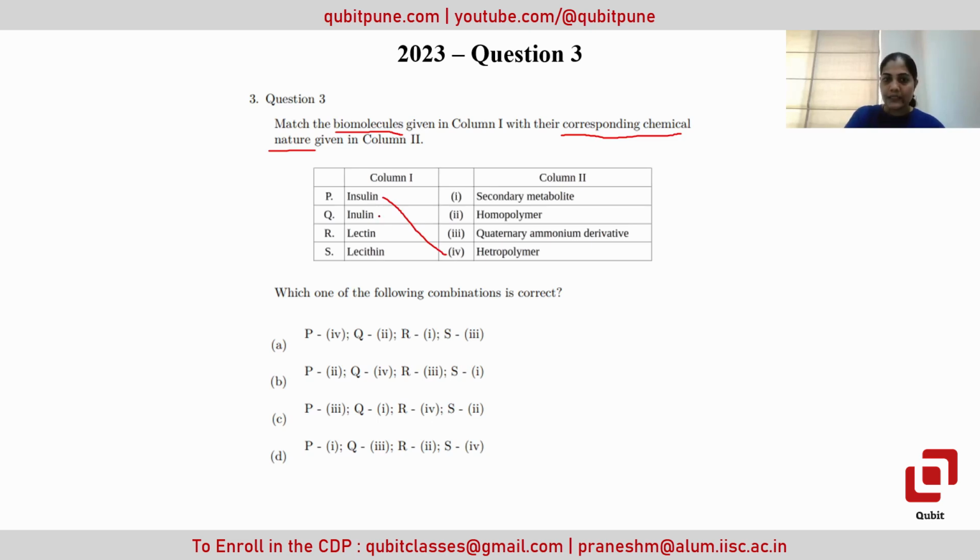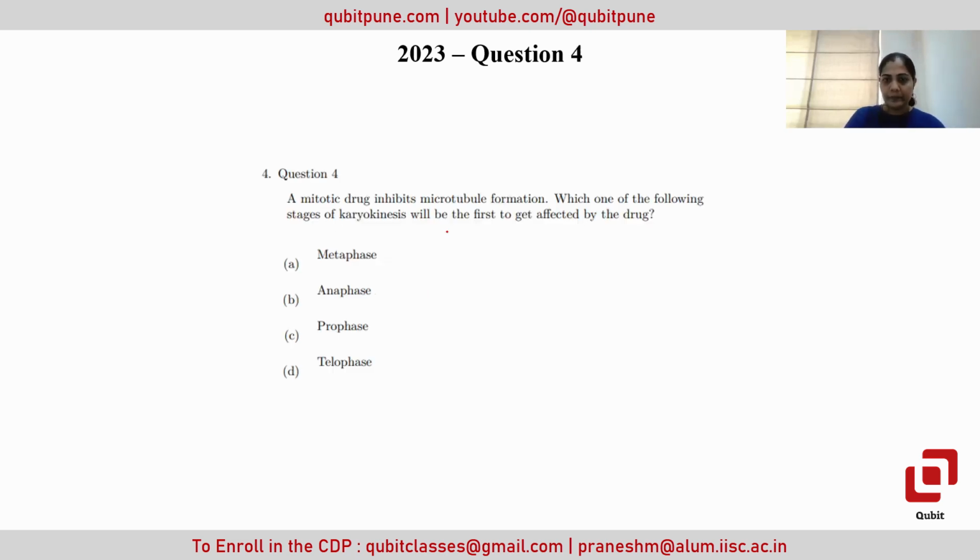Then inulin is a kind of carbohydrate, it's a polysaccharide. So for polysaccharides, the characteristic you can correlate is that they are homopolymers. Then lectin is an example of the secondary metabolites produced by different kinds of plants, and lecithin is a quaternary derivative of ammonium. Next.